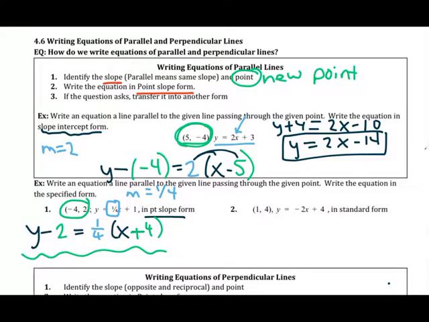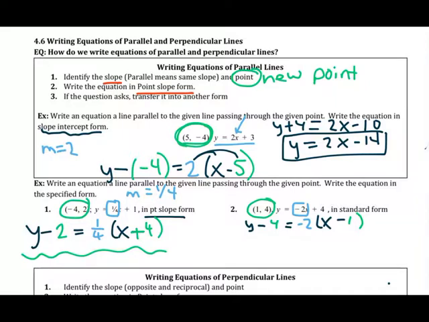Why don't you start number 2 in the same way? Write it in point-slope form first. Go ahead and pause the video. So you can see point-slope form here: y minus 4 equals -2 times the quantity x minus 1.